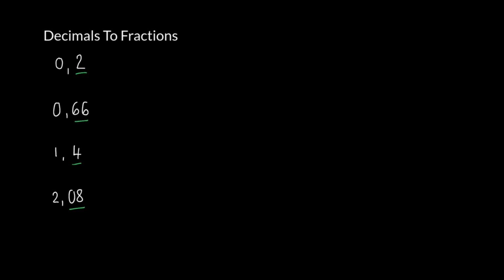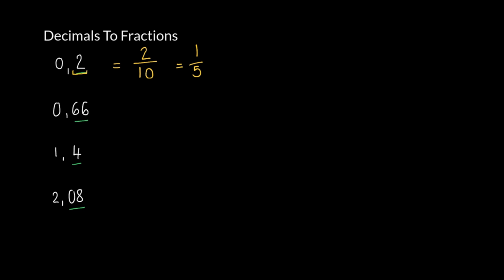So in the case of 0.2, what we're going to get here is we're going to take 2 and put it like that. And underneath, because we have one number after the comma, we're going to put 1 0 and a 1 next to it. And that is the fraction we're looking for. Now, obviously, we can simplify this. If I divide both of them by 2, I'm going to get 1 over 5. And that's how we solve for that particular question.